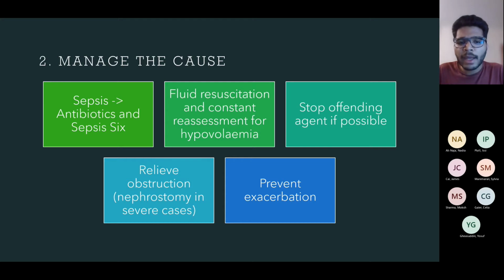Then there are more specific managements. James has said in a couple of things like scleroderma renal crises, you might give ACE inhibitors, which is counterintuitive, but this is just basically a basic overview of how to manage an AKI.